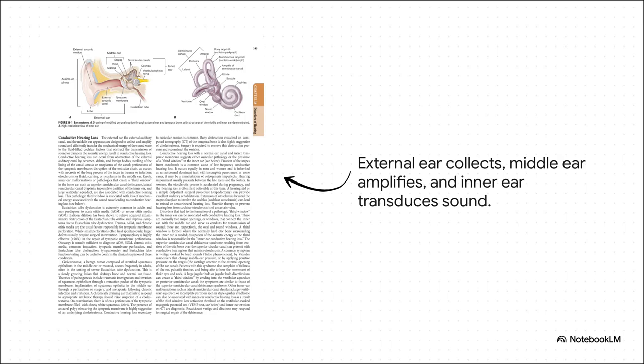So it starts in the external ear, which basically acts like a funnel, guiding sound waves down to the eardrum. That vibration then gets transferred to the three tiniest bones in your body, the ossicles, which act as a mechanical amplifier. And finally, that amplified vibration reaches the snail-shaped cochlea in the inner ear. And that's the magic spot. That's the transducer, where physical force gets converted into a neural signal.